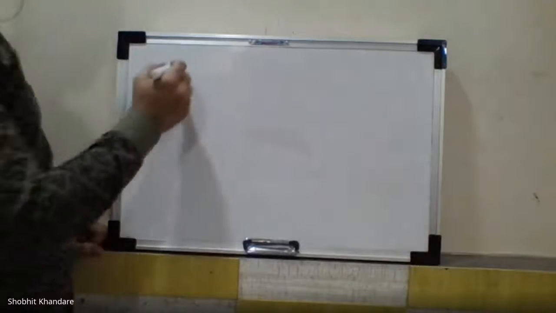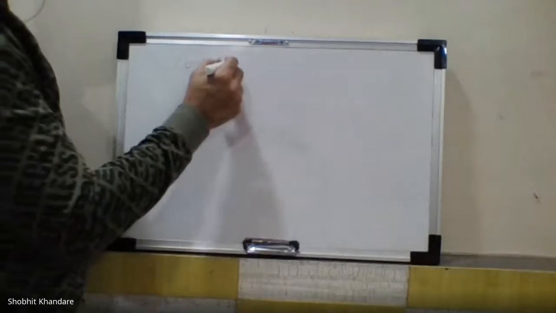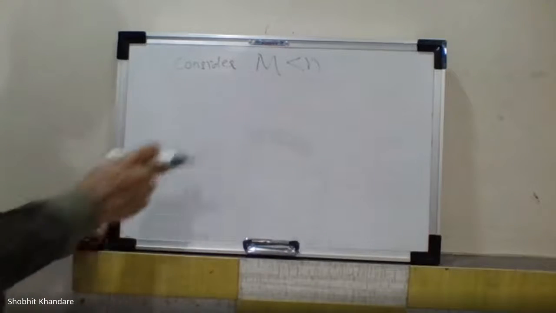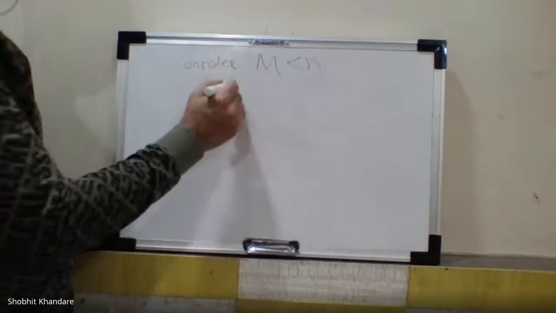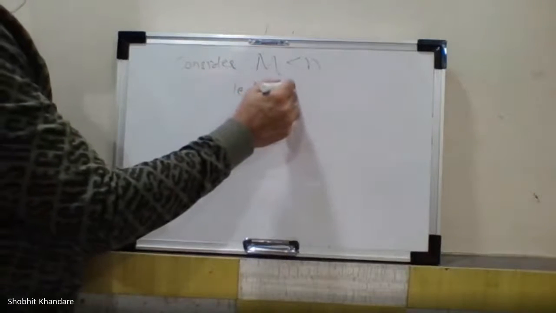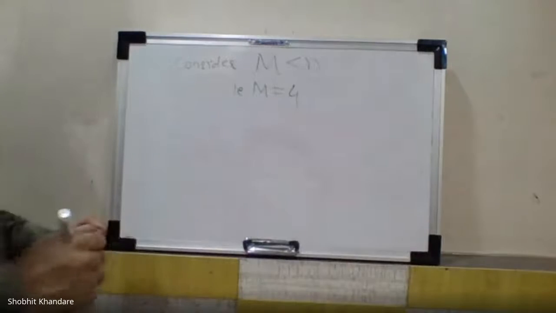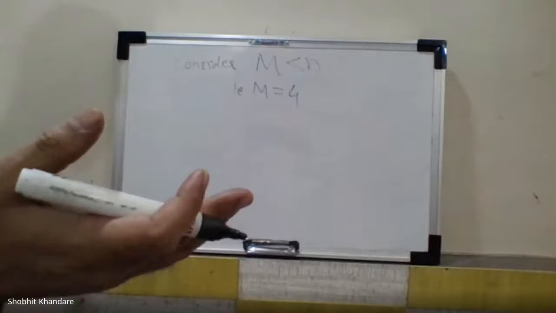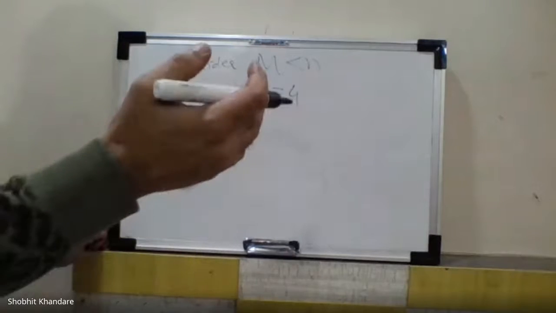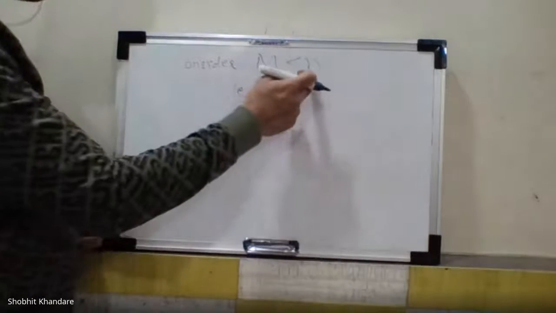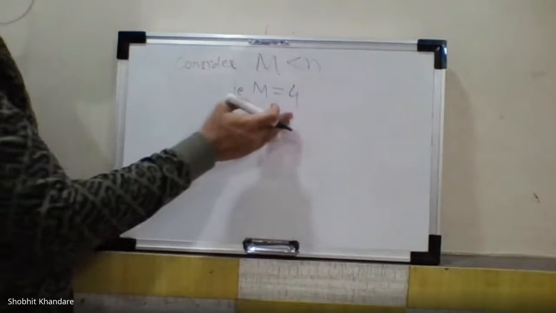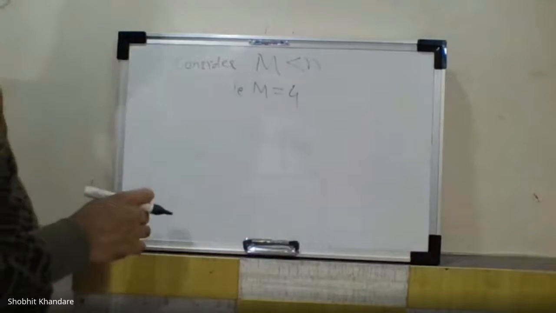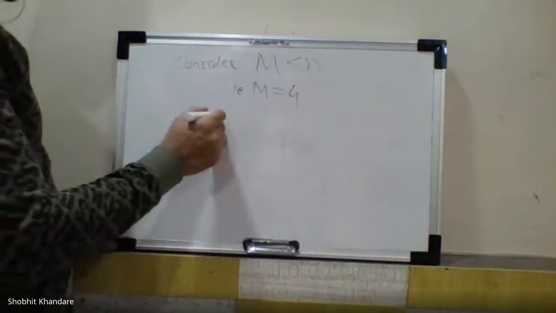So consider, as I told you earlier, that your capital M should be less than n. I will consider m equal to, suppose, 4. You can consider 5 or 6, any number which should be less than 15, because n is 15. Here I will consider 4. Why am I considering the lesser number? Easy for calculation.